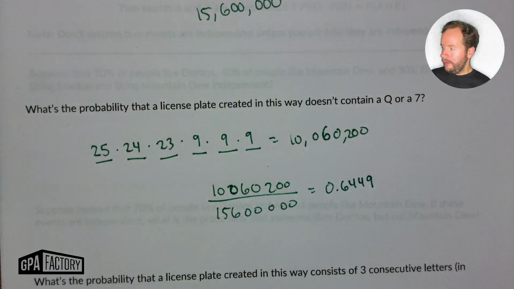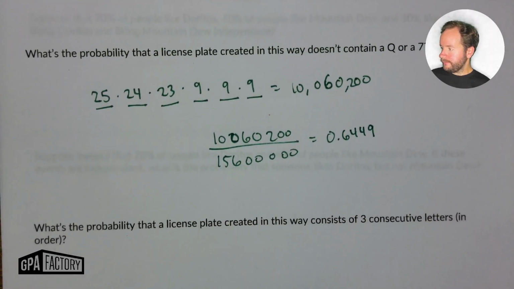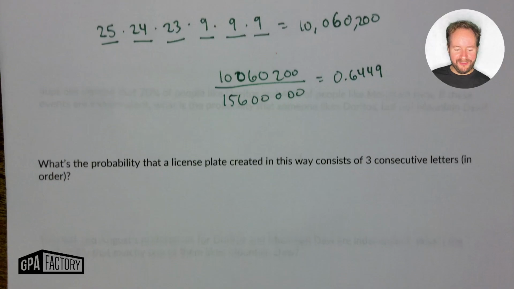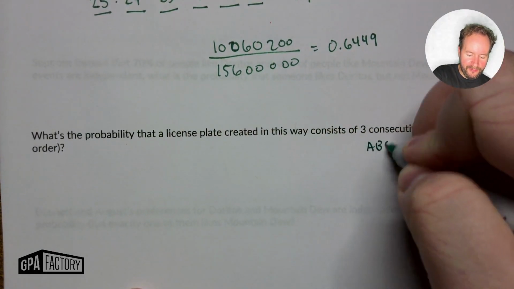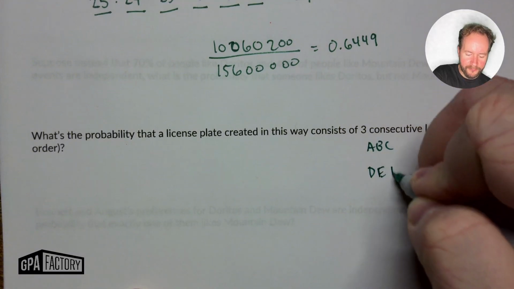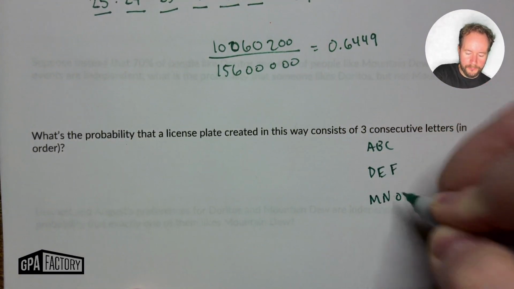Okay. Next question we have, what is the probability that a license plate created this way consists of 3 consecutive letters in order? So that is to say something like A, B, C, or D, E, F, or M, N, O. This is tricky.